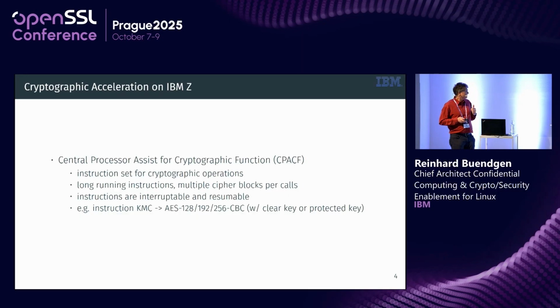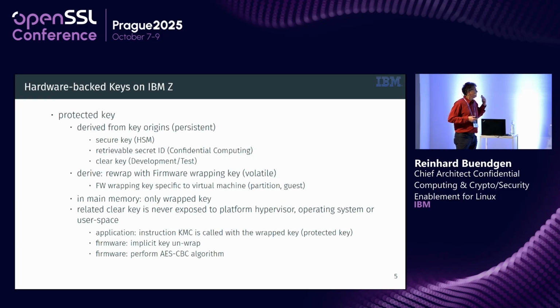Yes, I think that is the important part here. Now, these instructions work on two types of key objects. One is what we call clear key objects: a key is represented by its value in memory, as with every other platform. But we have a second representation, which we call protected keys. A protected key can be derived from different origins, and I get to that later on. It could be a secure key from one of the IBM Z HSMs. It could be a retrieval secret, which I get to later on. Or for development and test purposes, you can of course turn a clear key into a protected key.